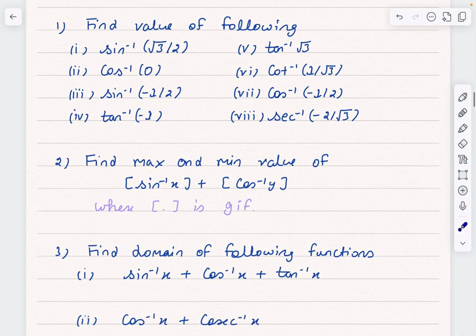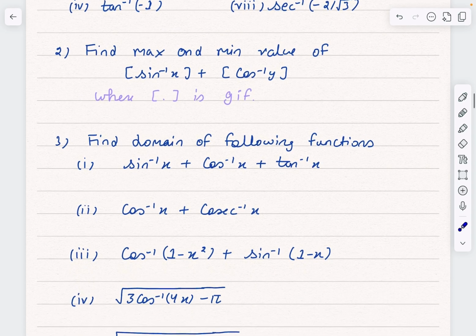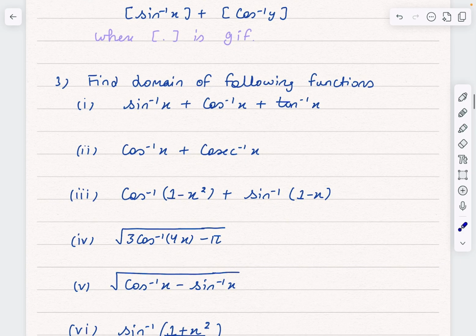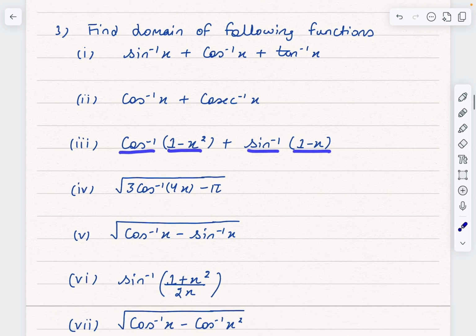Next problem is find the maximum and minimum value of step of sine inverse x plus step of cos inverse y. Okay, this is a step function. You can pause and give it a try. Next. Find the domain of the following functions. First is sine inverse x plus cos inverse x plus tan inverse x. Second is cos inverse x plus cosecant inverse x. Third is cos inverse of 1 minus x square plus sine inverse of 1 minus x. Fourth is root of 3 cos inverse 4x minus pi. Fifth is root of cos inverse x minus sine inverse x.